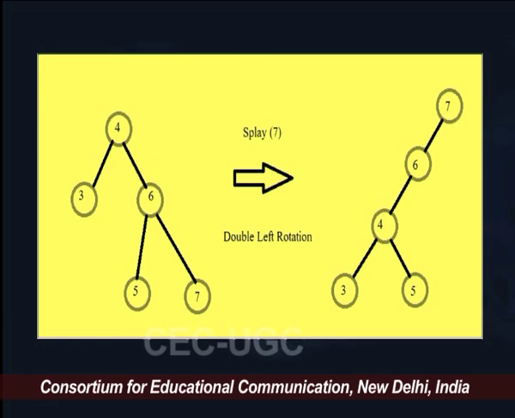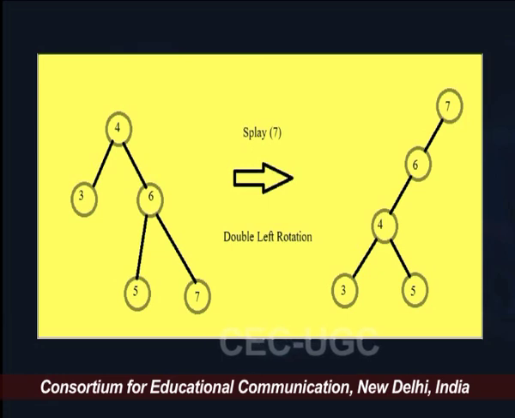In case of zig-zig rotation, we have also seen a change in size or height, an effect of these rotations on the height of the tree. Similarly, in zag-zag rotation, which is the double left rotation, we have also seen that effect on the height as well.